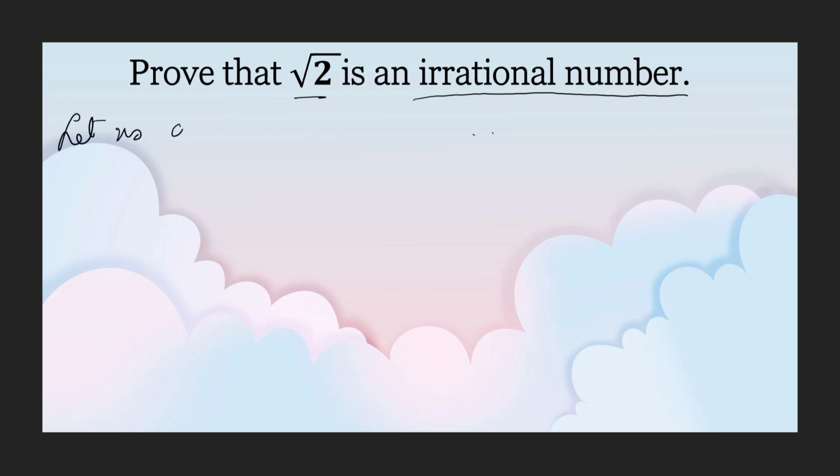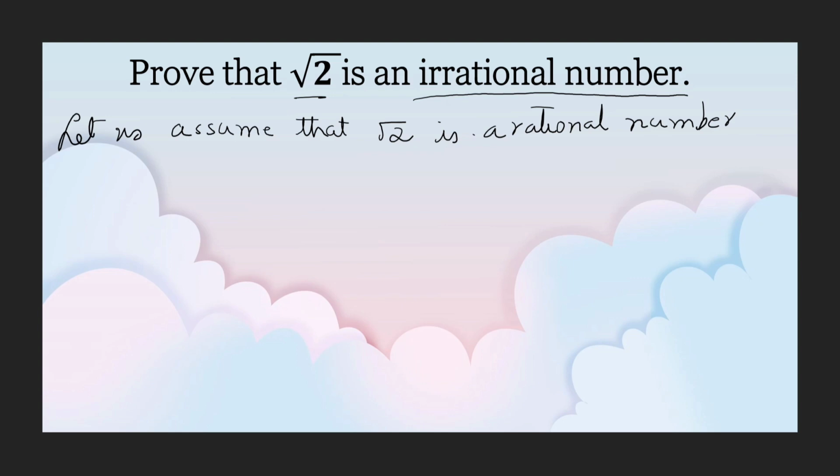Let us assume that root 2 is a rational number. On the contrary, let us assume that root 2 is a rational number. If you are going to prove root 3 is an irrational number, the same process you have to follow. Instead of root 2, you have to write root 3.